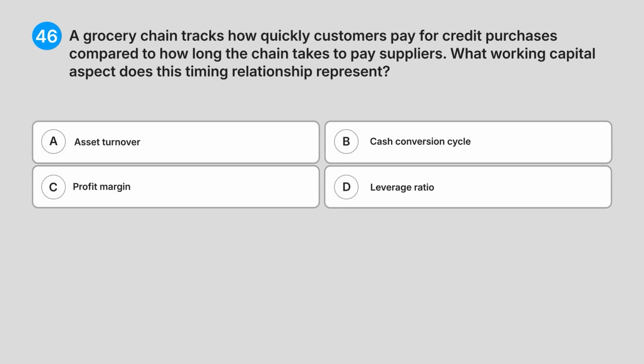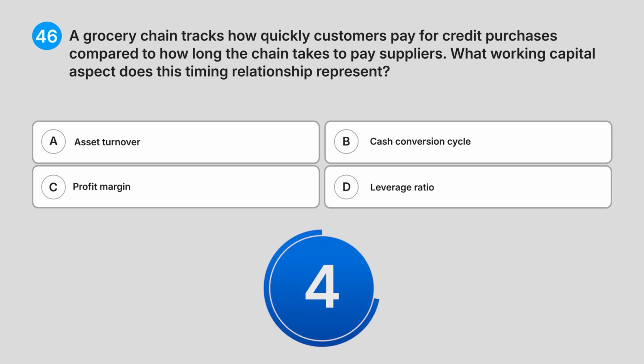46. A grocery chain tracks how quickly customers pay for credit purchases compared to how long the chain takes to pay suppliers. What working capital aspect does this timing relationship represent? A. Asset turnover. B. Cash conversion cycle. C. Profit margin. D. Leverage ratio. Can you guess the answer?